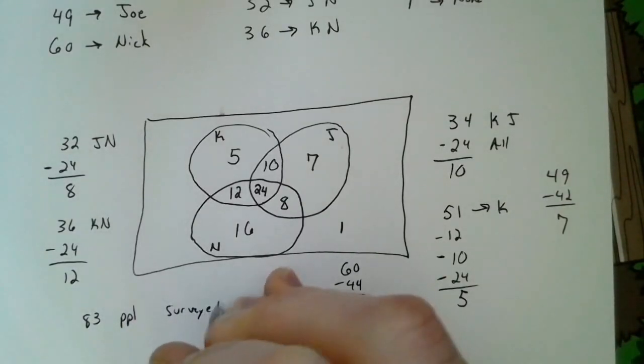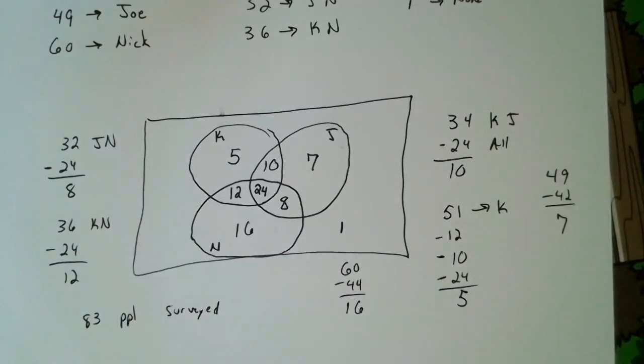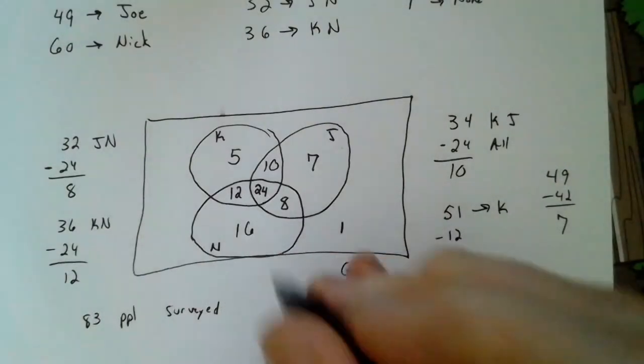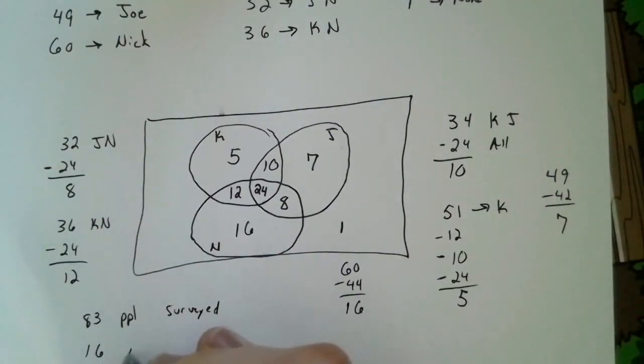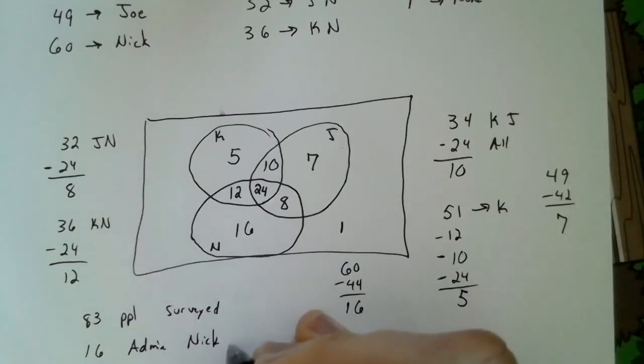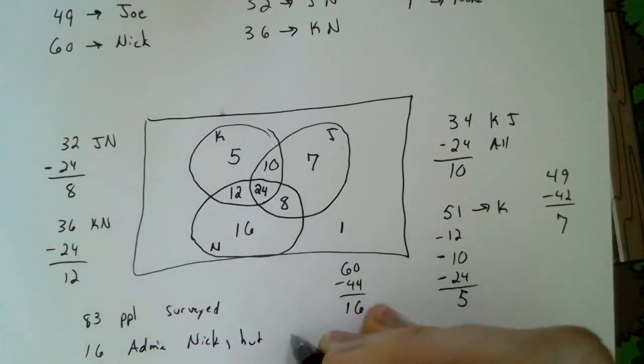Right? And maybe we want to know how many admire Nick, but not Joe or Kevin. So who are only Nick people? Well, that's easy to see, right? 16 admire Nick, but not Joe or Kevin.